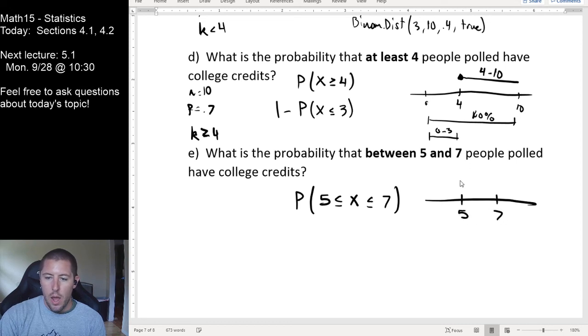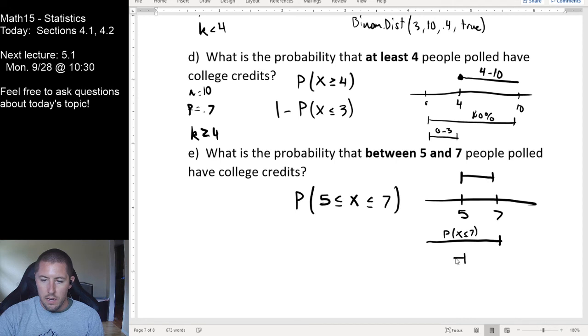That's what I want. That's the desired answer right there. But my calculator doesn't do between 2 values. So what I can do is think of here is my probability that X is less than or equal to 7 amount. Here is my probability that X is less than or equal to 5 amount.